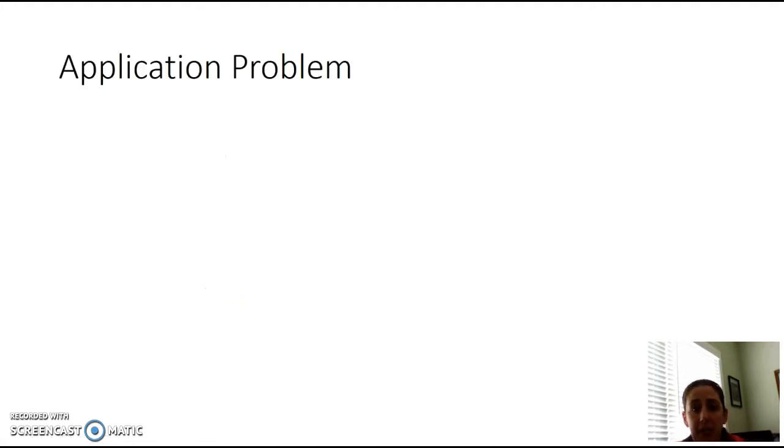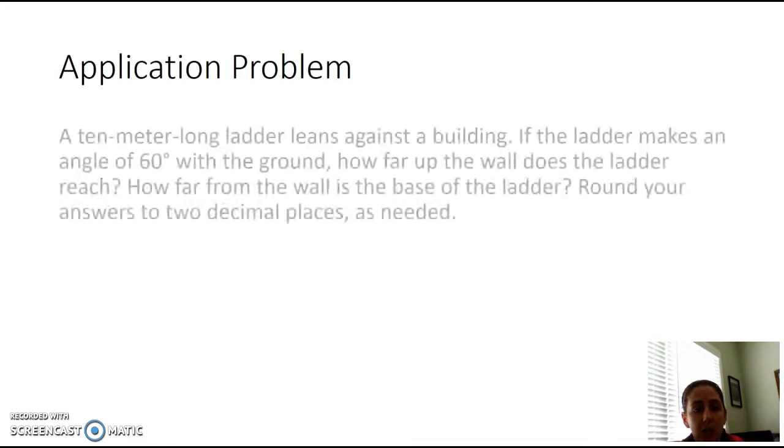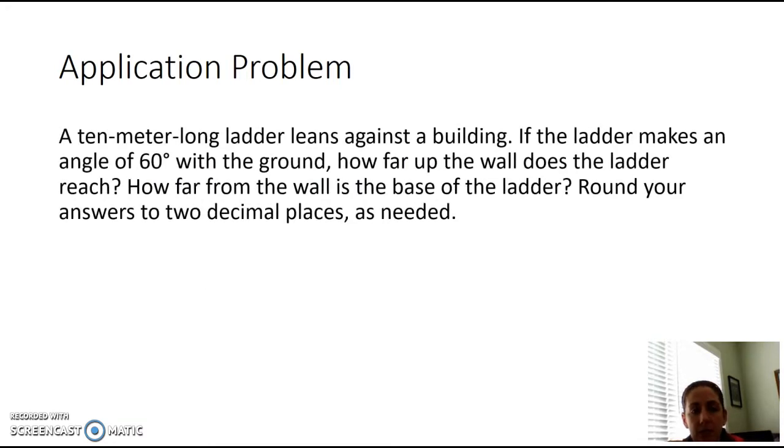So here's an application problem of right triangle trigonometry. Suppose a 10-meter long ladder leans against a building. If the ladder makes an angle of 60 degrees with the ground, how far up the wall does the ladder reach? And how far from the wall is the base of the ladder? We'll round our answers to 2 decimal places as needed.